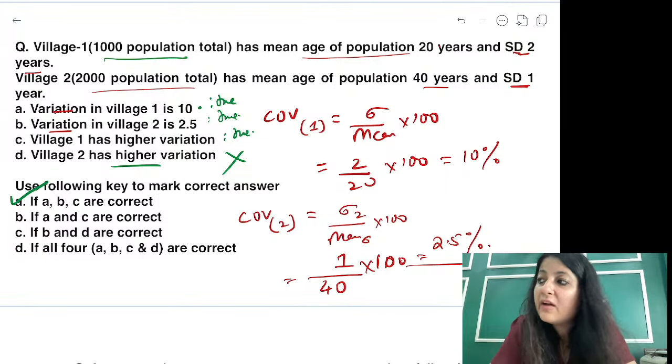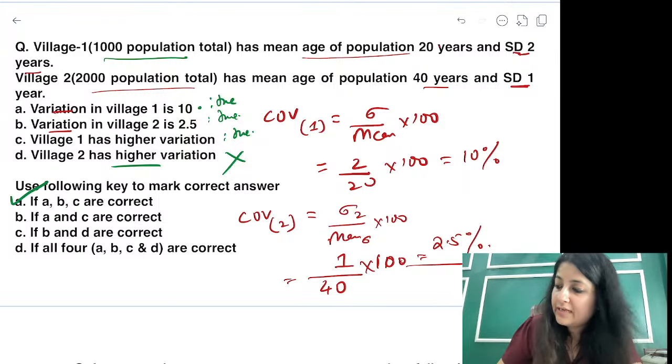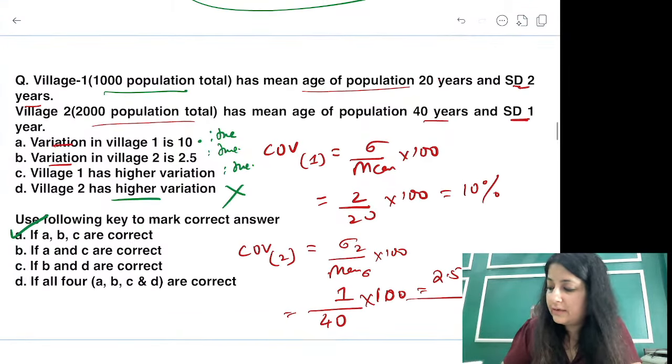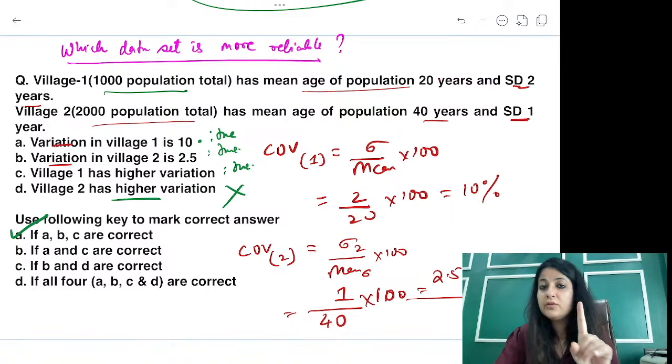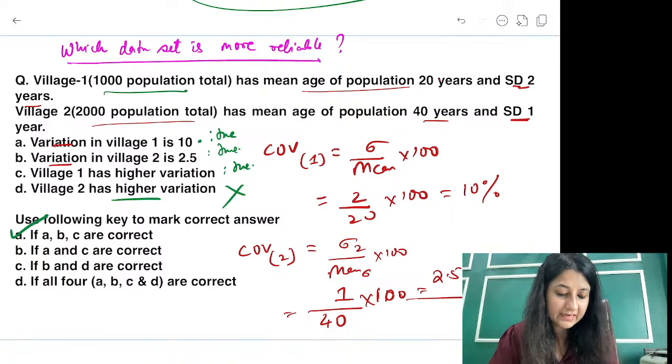Now suppose I add one more word. Can you tell me, just use a little bit of thinking power that you all have a lot of. Suppose I ask you the question, which data set is more reliable? What will be your answer? Which data set is more reliable? Village 1's data or village 2's data? Can anybody tell me? Which data set is more reliable?